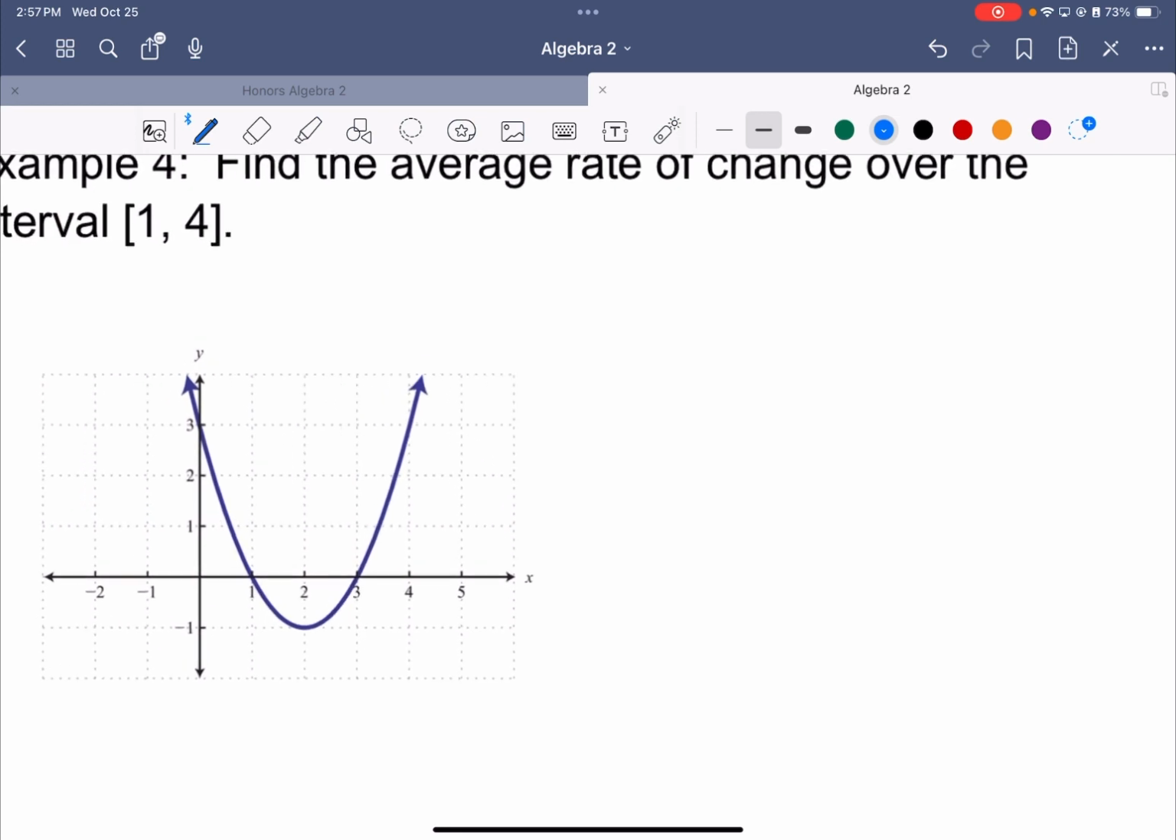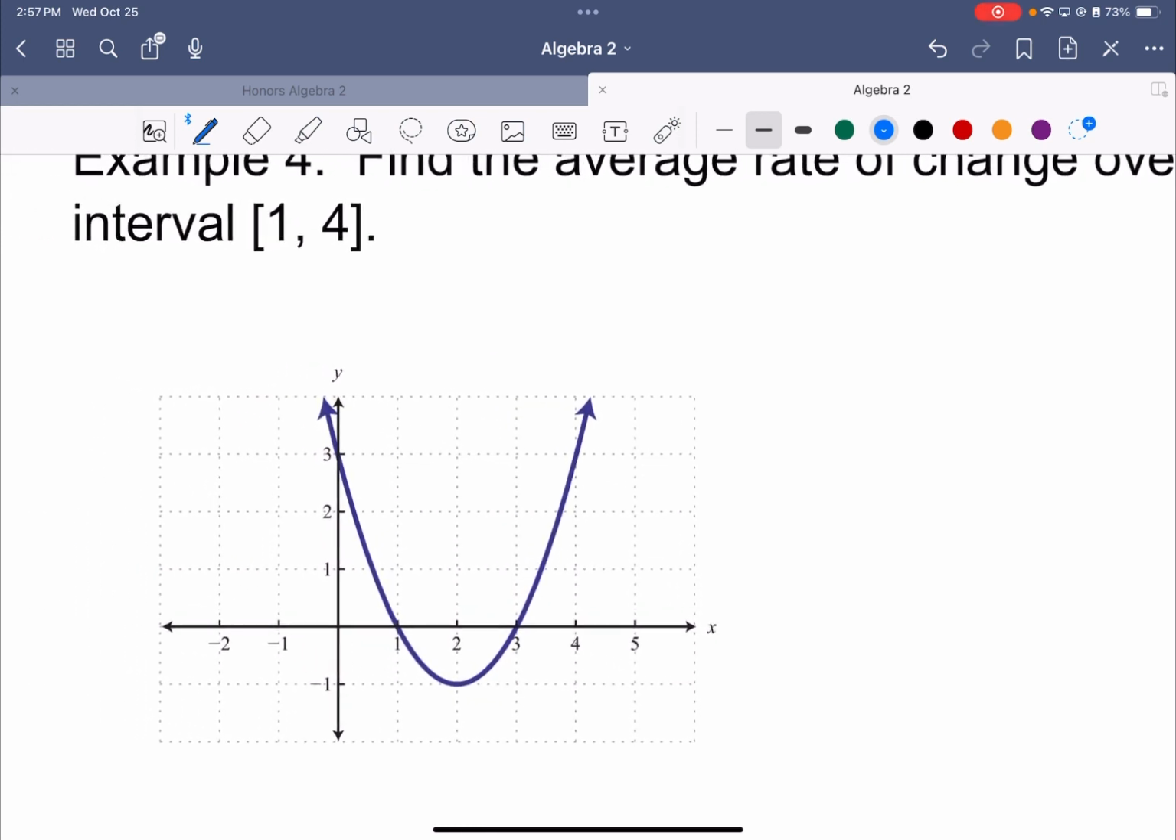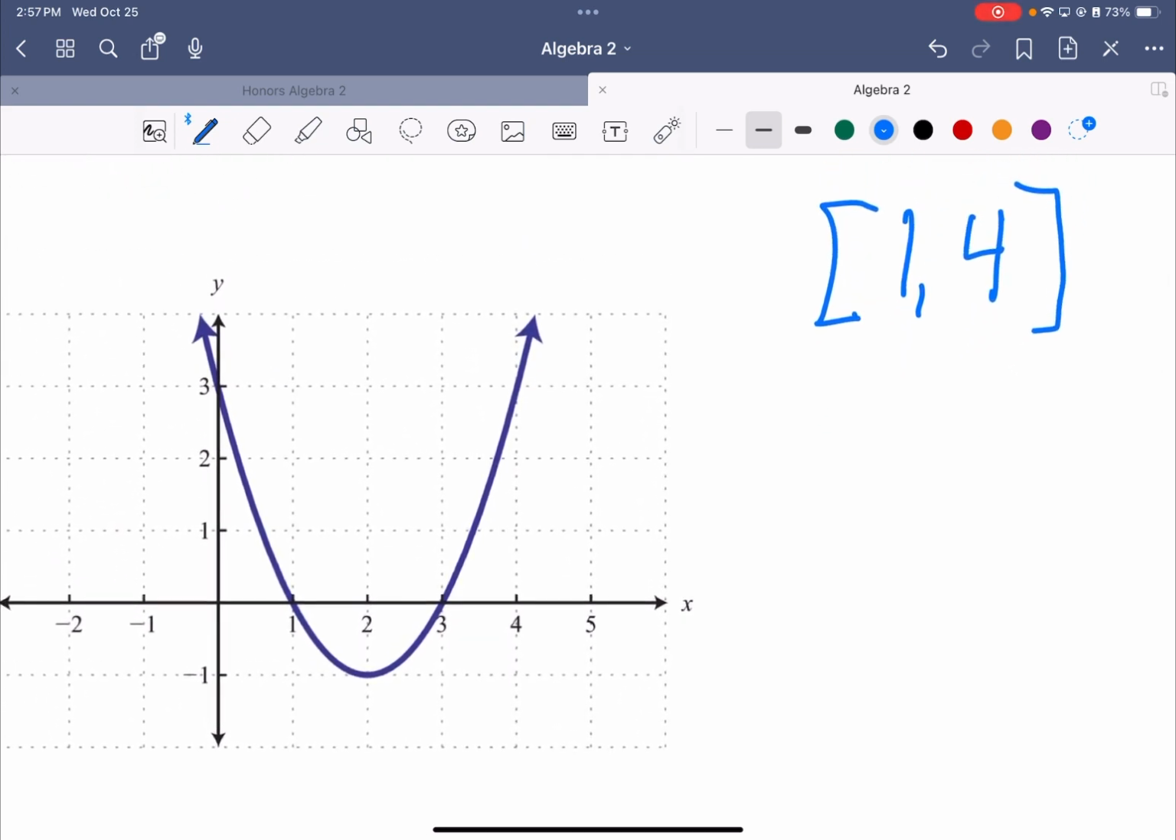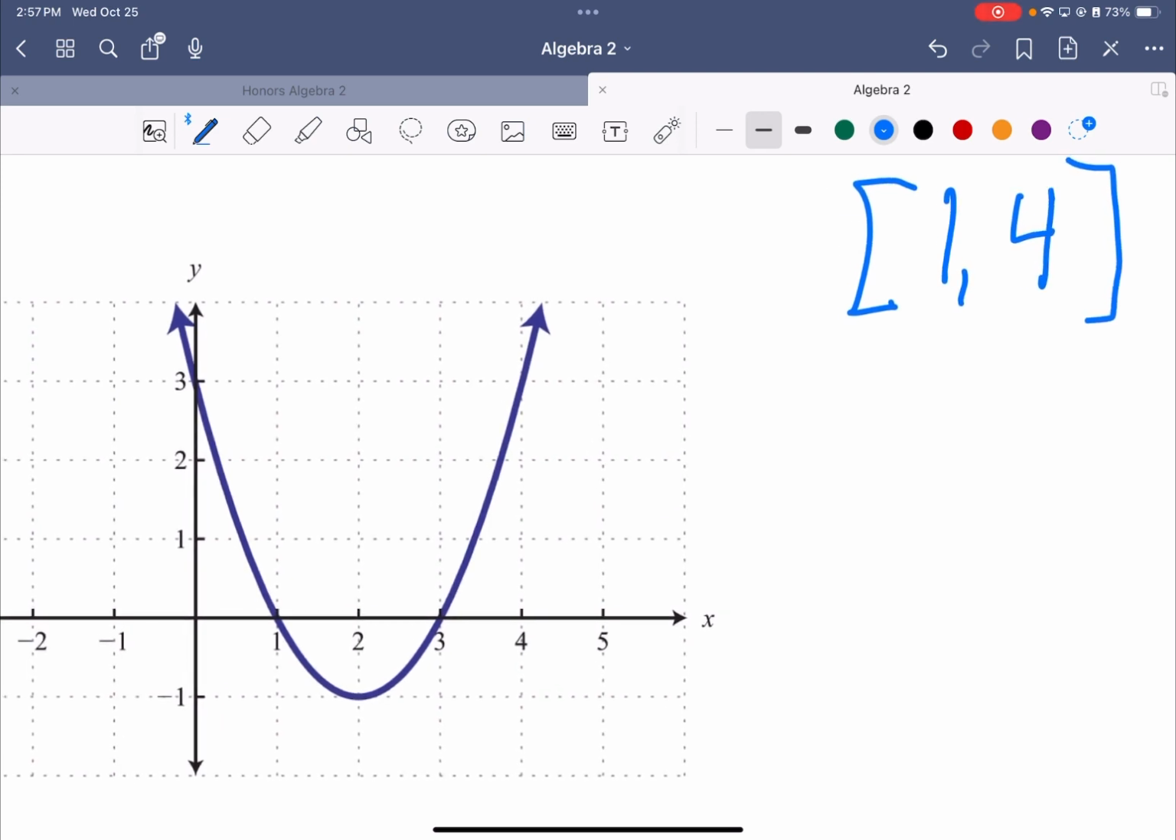Let's look at this one. So you are going to do this one. Go ahead and find the average rate of change in that graph over the interval from 1 to 4. Go, Gadget, go.